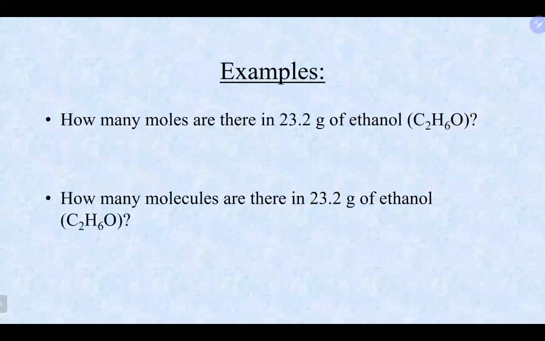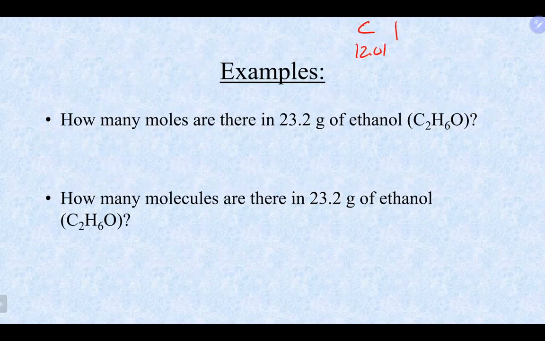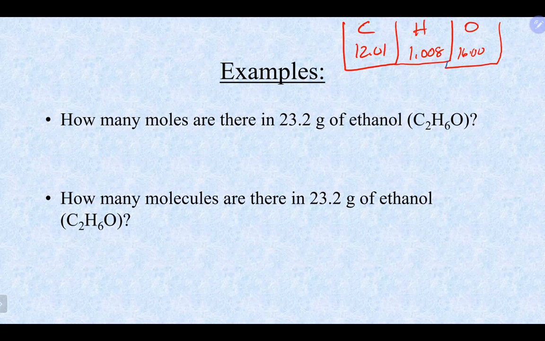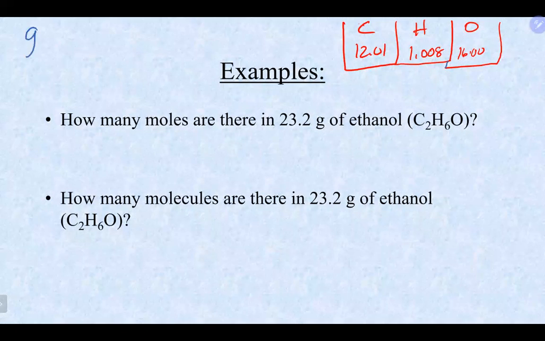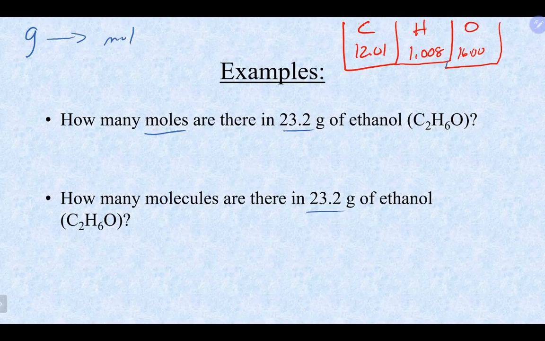All right, let's try a few more here. Let's try both of these. How many moles and then how many molecules in our grams of ethanol? A couple of numbers would be helpful. Carbon from the periodic table, 12.01. Hydrogen from the periodic table, 1.008. And we're starting with grams here. In the first question, we do want to go to moles. And then really, since we're starting with the same grams of both, it's a continuation. We want to then go to molecules.